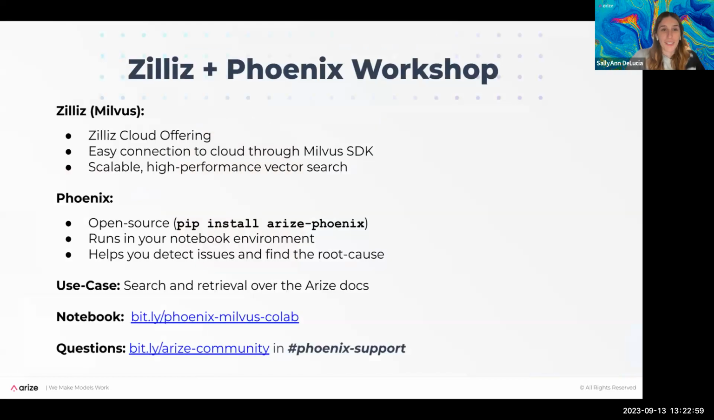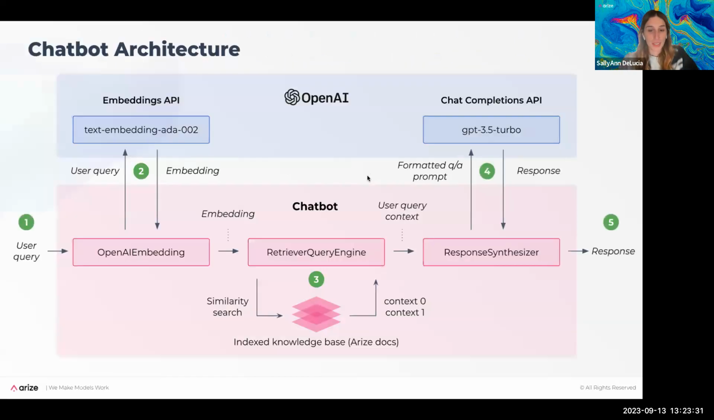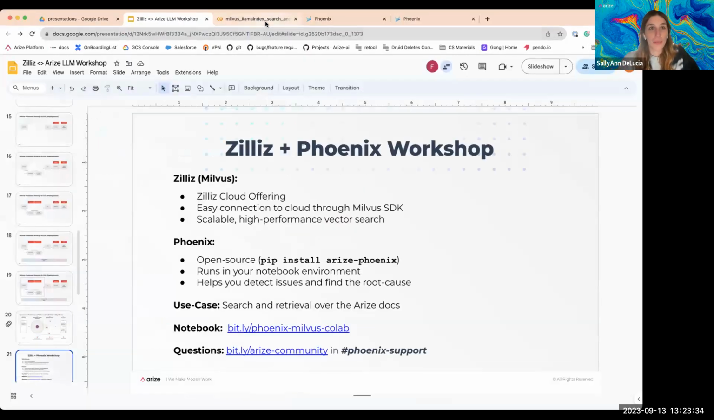With that, we'll get to the fun part, our workshop. This is going to be focusing on Zilliz from Milvus and Phoenix, our open source observability tool. We have the notebook here. It was also just pushed into resources, so you can open the notebook and follow along if you'd like. If you have any questions, we do have a channel, Phoenix support. You can join from this link as well, which should be added to resources. Feel free to ask us questions as we go along. Let's jump to it.